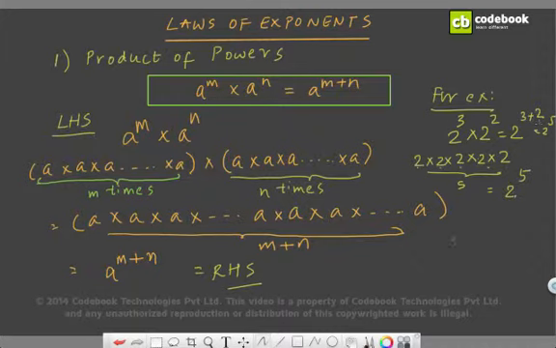Similarly, you can take any other expression and this identity will still remain the same. For example, 4 raised to the power 10 multiplied by 4 raised to the power 20 is equal to 4 raised to the power 10 plus 20, which is equal to 4 raised to the power 30.